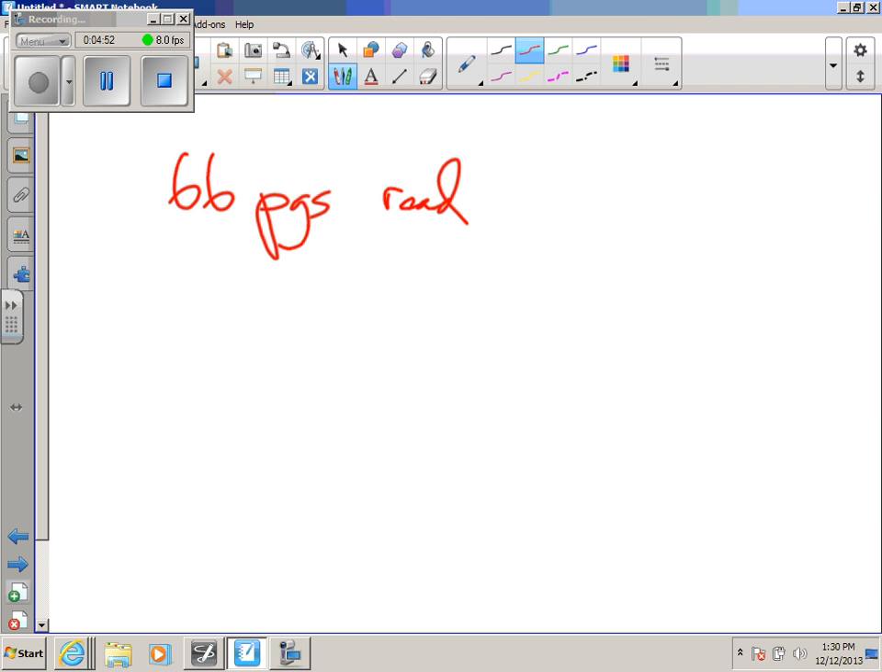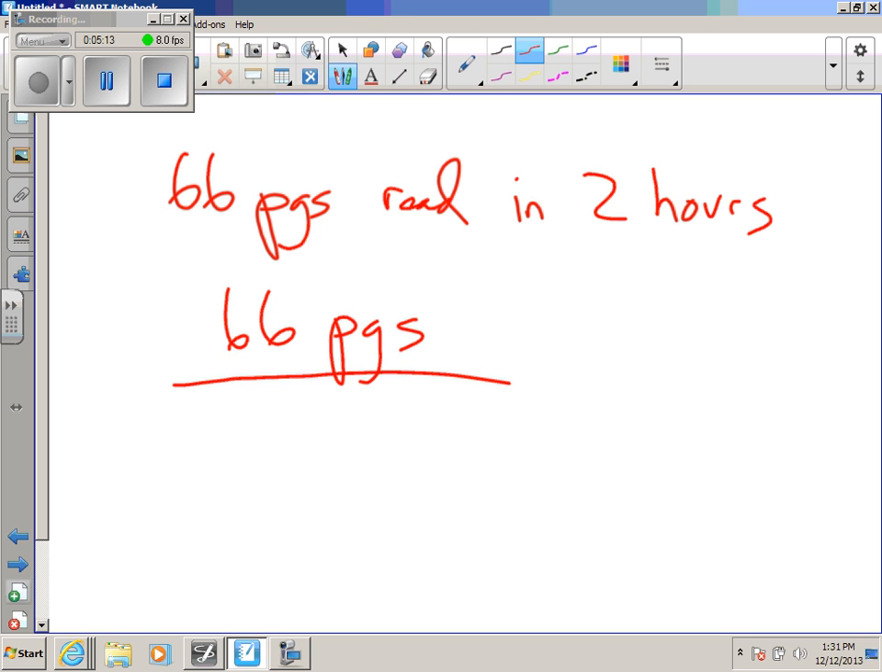66 pages read in 2 hours. There's my rate. Rate is how fast something goes. That's the speed, the rate. So I'm going to set this up. I'm going to put 66 pages on top and 2 hours on the bottom. Now again, I don't care how many pages someone reads in 2 hours. If I want to find the rate, I want to know how many pages they read in 1 hour.